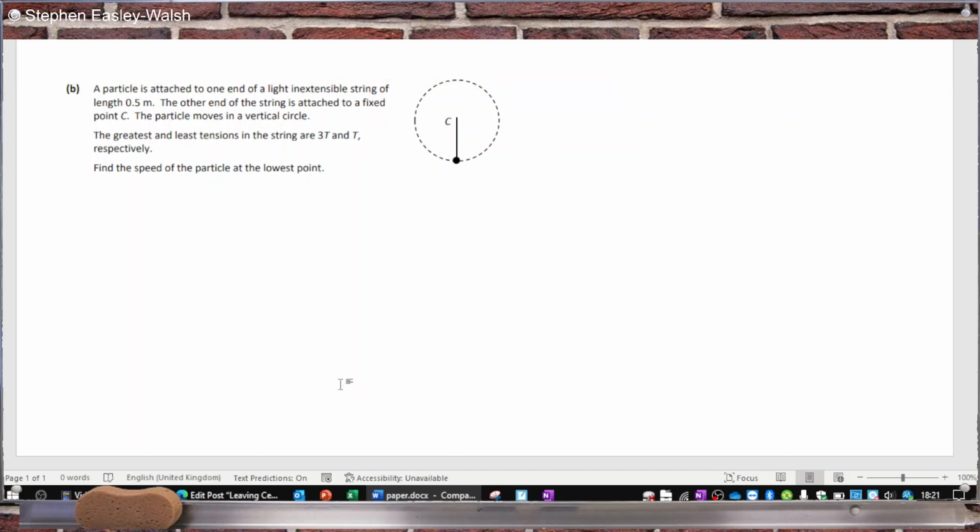Okay, so what's happening here? The particle will have a speed u here and a speed v here, and v is less than u. It slows, by the way. And here, this is where the tension is greatest, 3T. And then this is where the tension is least, T. And it has a weight mg and has a weight mg.